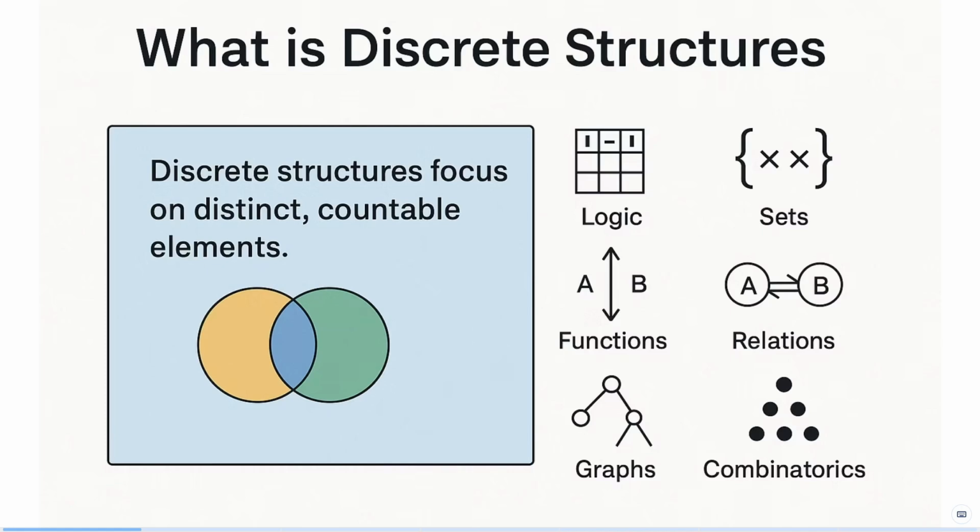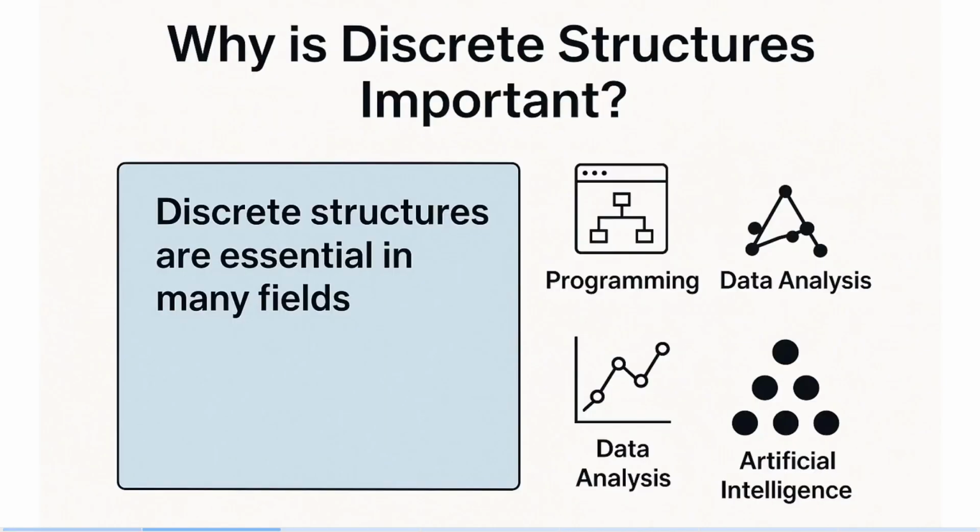You can think of them as the rules and tools behind everything from writing a sorting algorithm to designing a social network. Discrete structures are crucial in fields like programming, cybersecurity, data analysis, and artificial intelligence. For instance, logic forms the basis of programming languages. Graphs are used to represent networks, whether it's roads, internet connections, or friend groups. Combinatorics helps with calculating probabilities, optimizing choices, or generating all the possible outcomes in a scenario. Without these structures, many of the systems that we rely on today wouldn't work efficiently or even correctly.